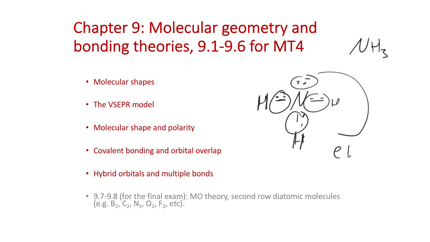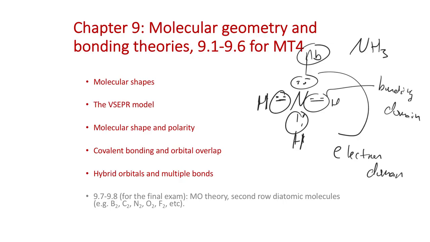We call these electron domains. We have a non-bonding domain, NB, and we have a bonding domain. Those domains all repel each other, and they're what we need to account for to understand the shape of ammonia. So we'll see its shape in a minute.